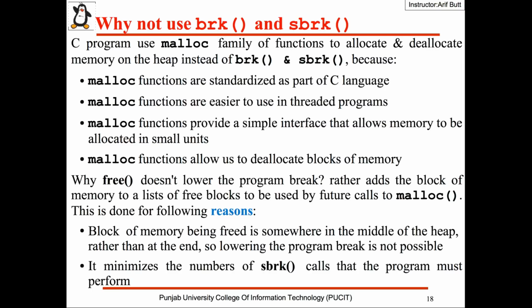Okay, now the question is, why not use brk or sbrk? Well, always prefer using the malloc family of functions to allocate and deallocate memory because they are a standardized part of the C language. They are easier to use in threaded programs, and they provide a comparatively simple interface. Why doesn't free lower the program break, rather than adding the block of memory to a list of free blocks to be used by future calls to malloc? The reason is that the block of memory being freed is somewhere in the middle of the heap rather than at the end, so lowering the program break is not possible. The second reason is that it minimizes the number of sbrk calls that the program must perform.